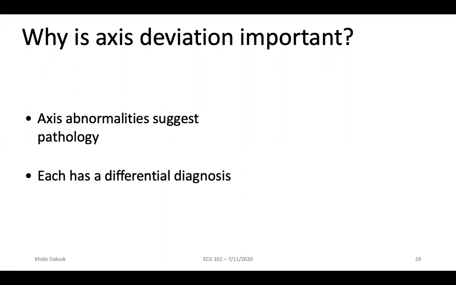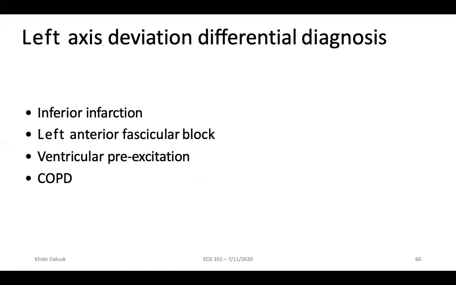Okay. As we said, the axis deviation is important because it shows us pathology, and there is a differential diagnosis, of course, for each of the axis deviations. Left axis can be caused by inferior infarct, by pre-excitation, by COPD, left anterior fascicular block.